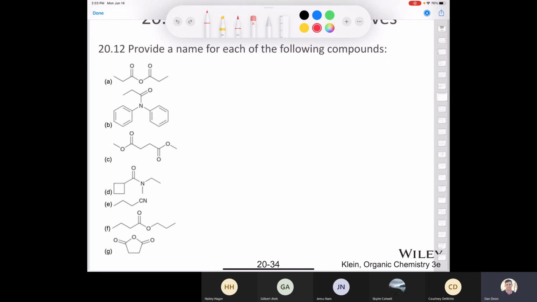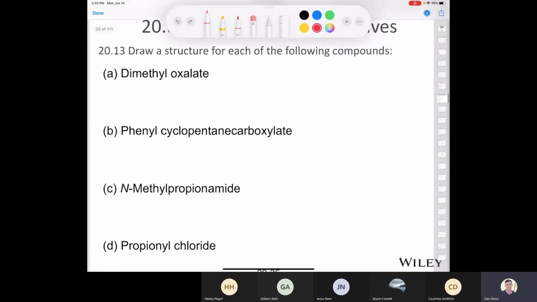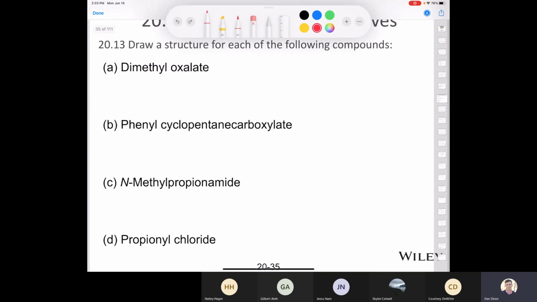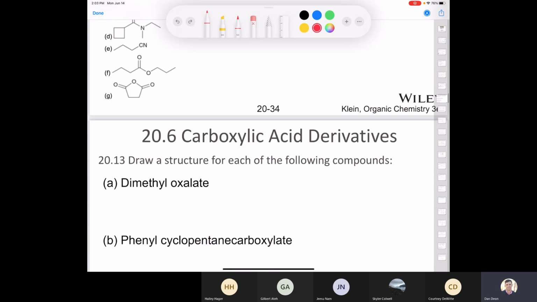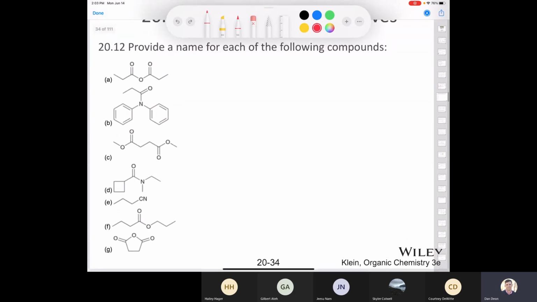So what I'd like to do right now is take a short break, and I would like you all to give a try to these parts of question 20.12, and then try 20.13 as well. You might even want to start with 20.13 if you're a little bit overwhelmed. I think it's a little simpler to go from a name to a structure. But we're going to start with this when we come back.